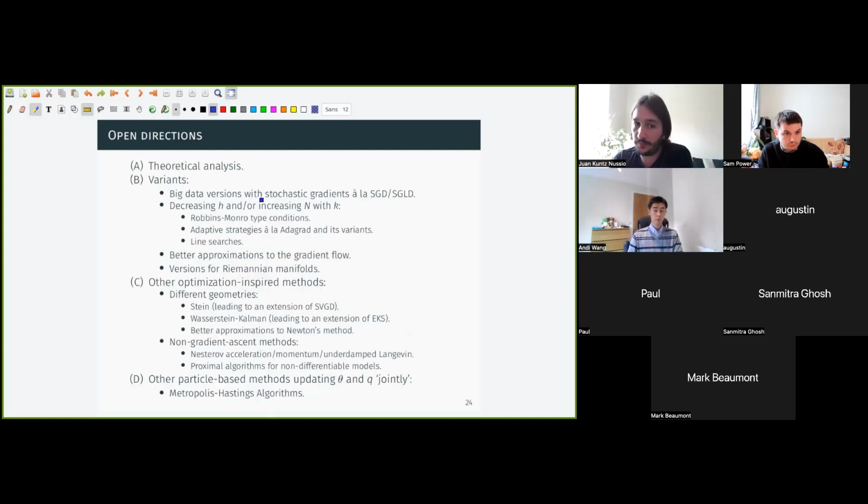There's a little bit of an overwhelming amount of open directions here, and I think actually a fair amount that are worth checking out. I don't always get to say that. So if anyone's interested, please do get in touch. Just briefly, the theoretical analysis is wide open, and you can also maybe get good answers to things like how do you choose step sizes and that sort of stuff. So it's not just theory for the sake of it.